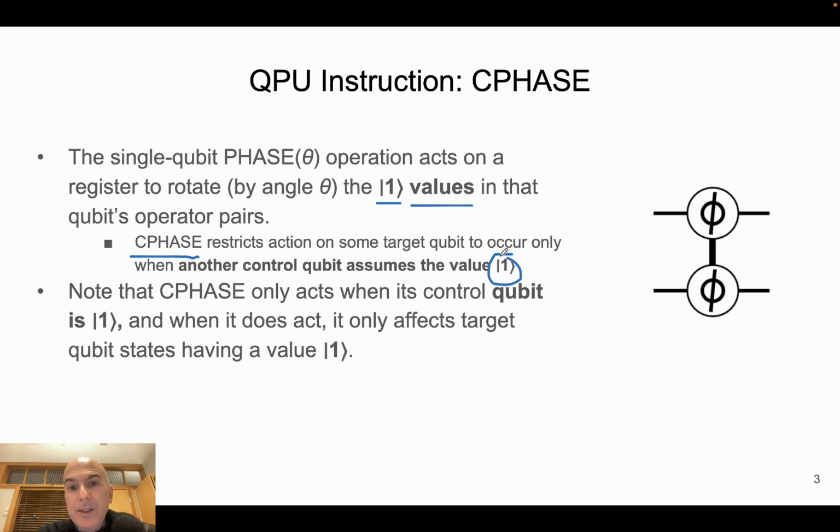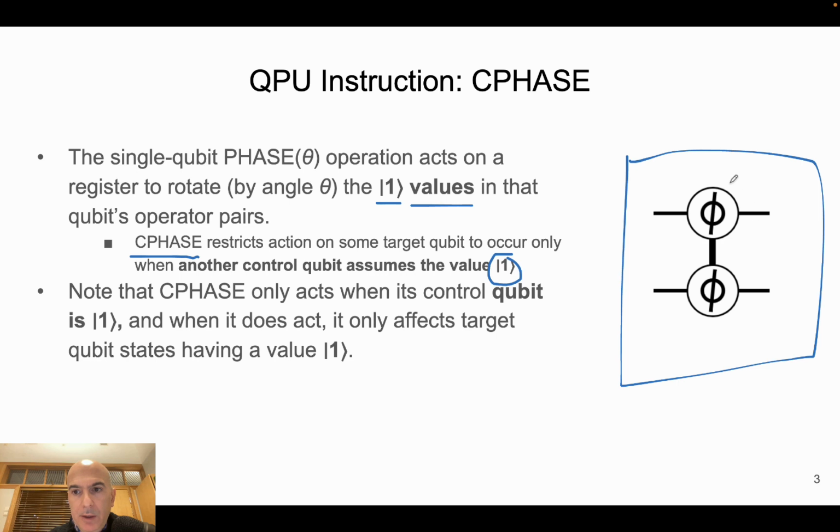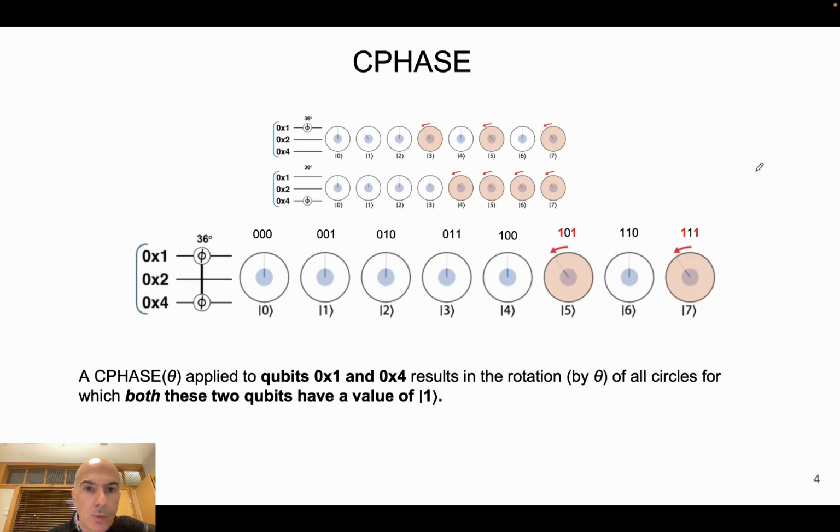Also, the control qubit and the target qubit are somehow blended because they both only act when the state of the qubit is 1. So for this reason, in the textbook and in the papers, many times you find this symbol to represent the CPHASE operation. As you can see, there is no real control and target qubit, and the reason for that is this symmetry: the target is acting only on the one state, and the control qubit is a condition that occurs only when the state is equal to 1.